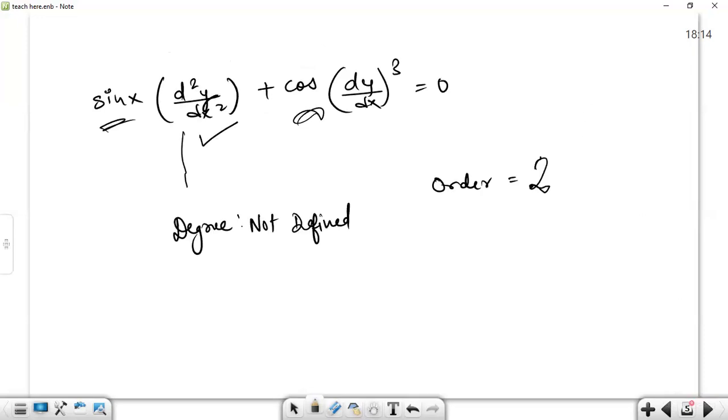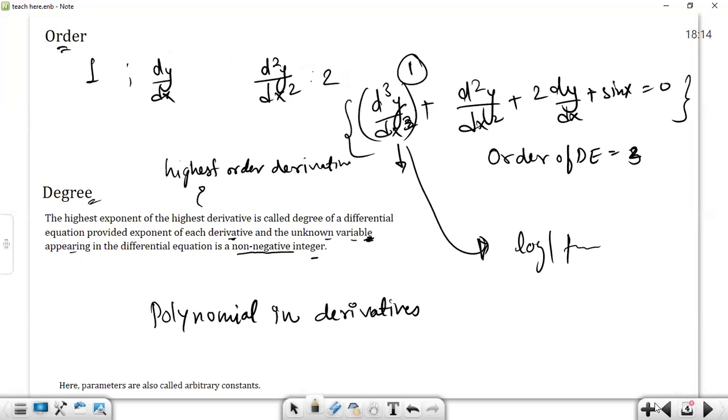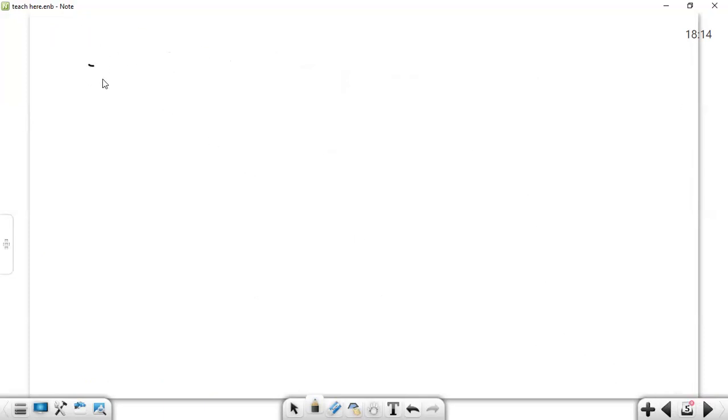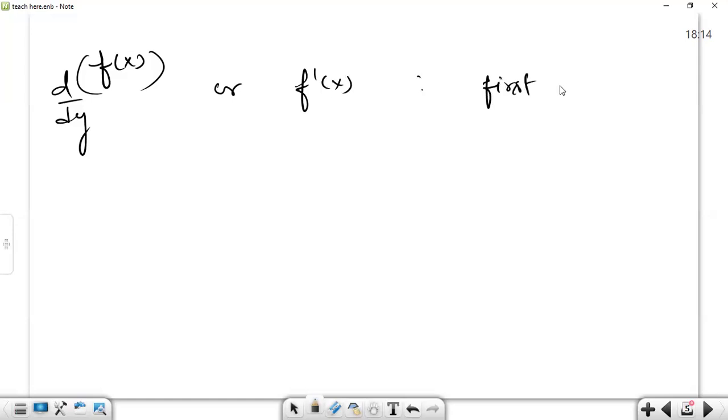Let's make it more clear about order. So if there is any function, let's take f of x. If we are differentiating it once, then how will we write it? We can write it in this format, or we can just write it like this. So this is first order derivative, meaning that we have differentiated it for the first time. If we further differentiate it, it will be written as d square y by dx square, and we are differentiating it with respect to x because it's a function of x.